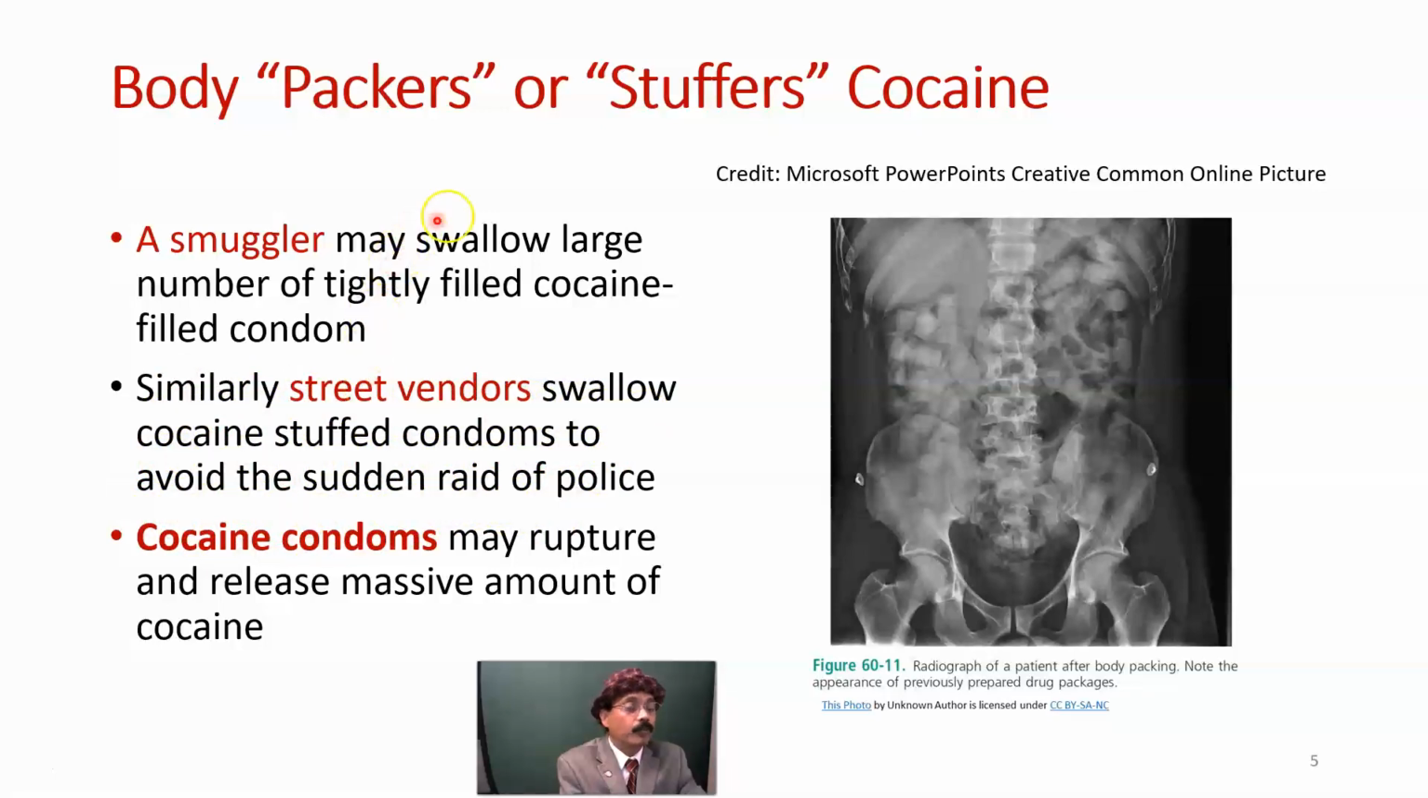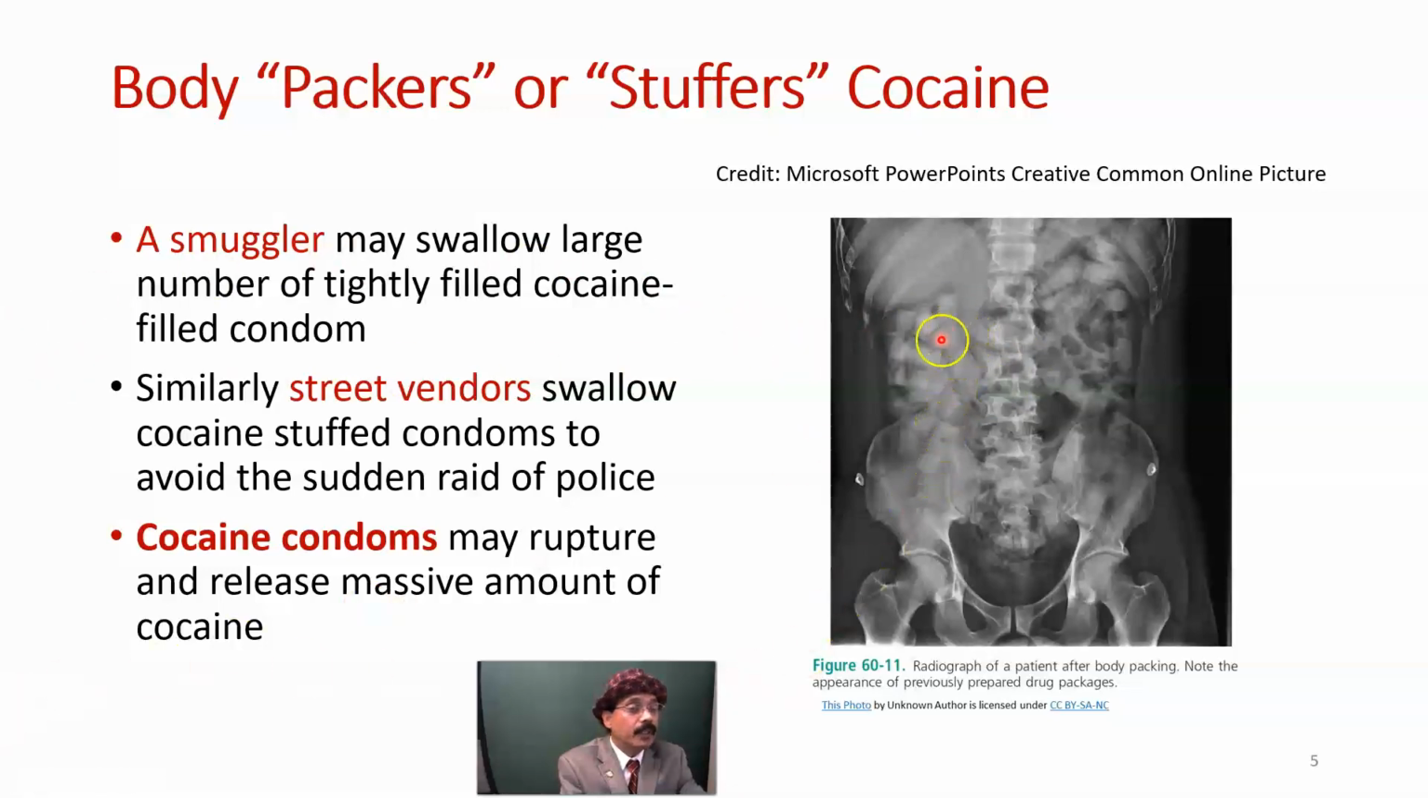Okay, what is the problem? Condom, the person may not tie the condom nicely. The condom may be open, or it is too stuffed, so it may open anyway. Then a large amount of cocaine will be in the intestine, that will be absorbed via the portal circulation, that will be distributed throughout the body.